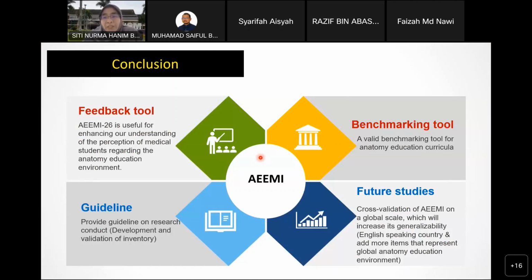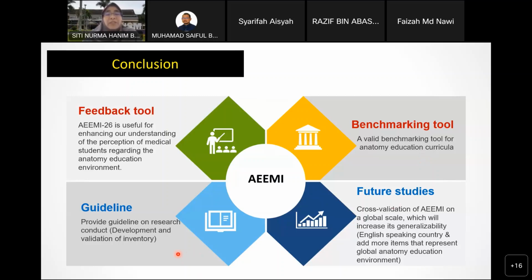It has some implications not only for practice but for future research as well. In terms of practice, AEEMI can be used as a feedback mechanism tool because we can understand the perceptions of our students regarding our anatomy education environment, and we can improve our education system from that feedback. Secondly, it can be a benchmarking tool. It's a valid benchmarking tool, at least in the Malaysian context, because it has been cross-validated across different institutions in Malaysia. By benchmarking our anatomy education system, we know that we are at par with other institutions.